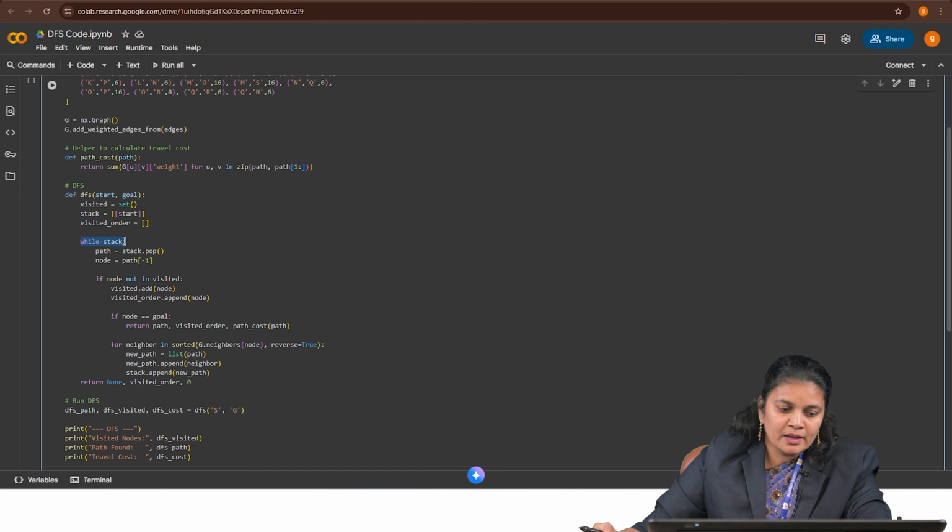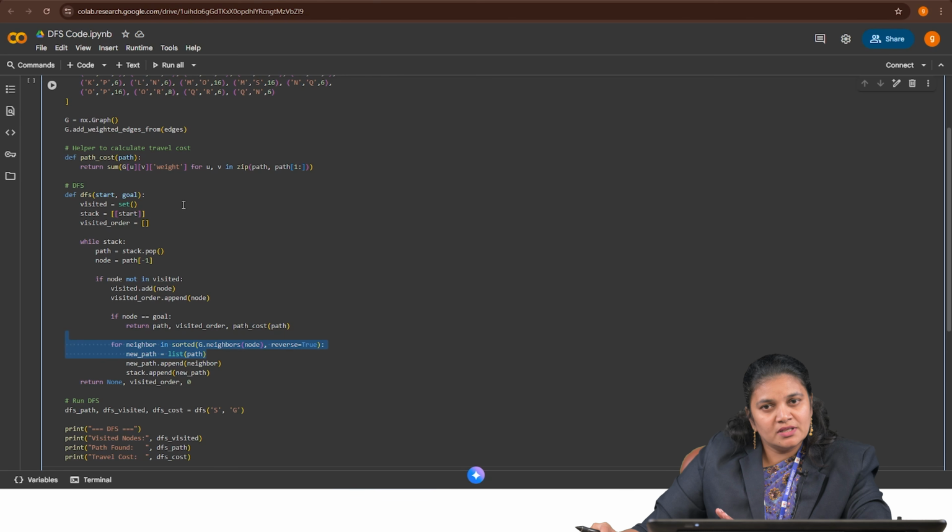So while there is an element in the stack, every time we have to pop the element, we have to add that into the visited list. If that node is not in the visited list, we have to add it. Then we have to check whether that node is the goal node. If it is the goal node, we can return the path and we can close the algorithm. If it is not the ending path, then for every neighbor, we have to add it into the stack, and we should repeat the same process again and again. So until the stack becomes empty, we have to go for the search.